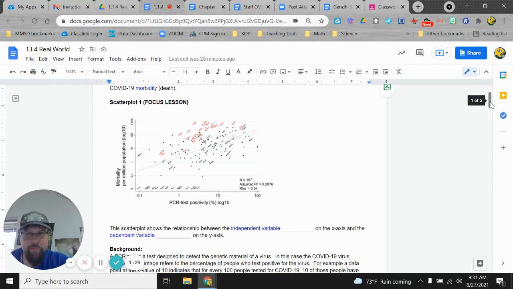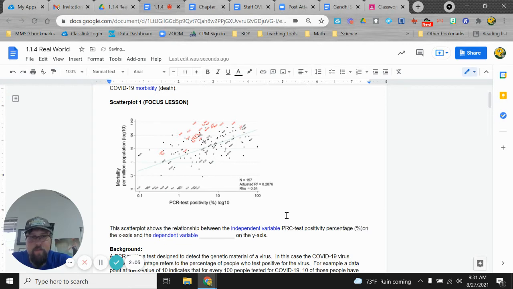For each of the problems today, the first thing you're going to do is determine the independent variable, which is always going to be on the x-axis, and the dependent variable, which is going to be on the y-axis. So this scatter plot shows the relationship between the independent variable, and I look right here, it says PCR test positivity percentage. So I'm going to type that in. And the symbol for that is there. I'll hold that to make it stand out.